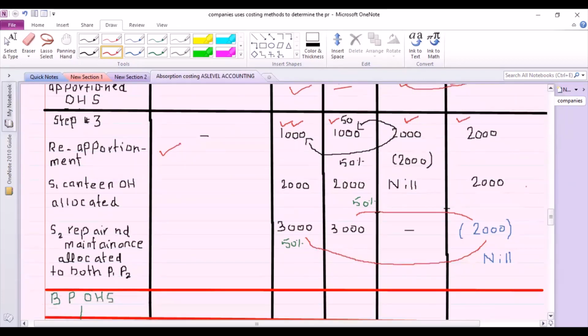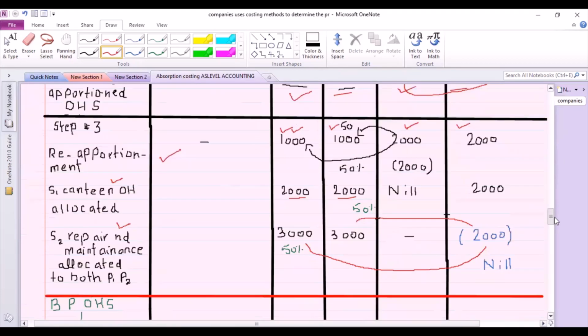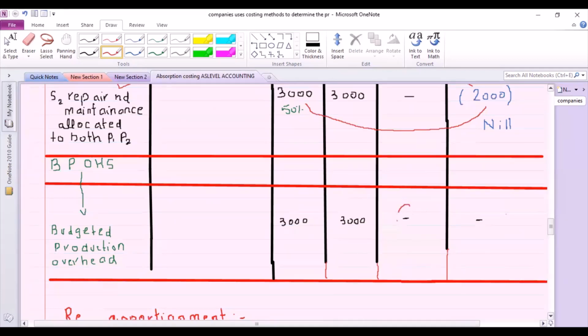If we divide 50% to each department, it means that 1000 will go to production department 1 and 1000 to production department 2. So we will have 2000 for each production department, and you have to divide one by one. First, you allocate the 2000 of service 1, the canteen department, 50-50% to both departments. Then you share the 2000 of S2, the repair and maintenance department, 50-50% to both departments. Your answer for the service departments should be nil, as you can see.